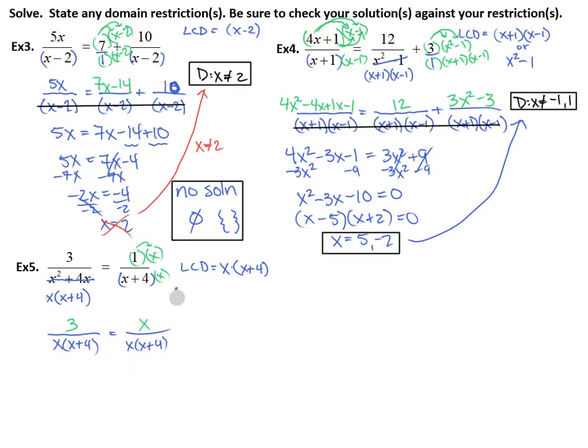Now I need to state my domain. So from that x on the outside, x cannot equal 0. And from this factor, x cannot be negative 4. So we have two restricted values. Again, we'll box that in just so it stands out.